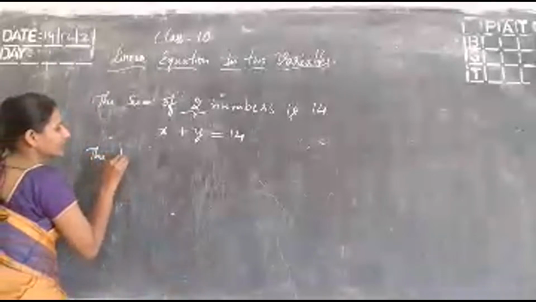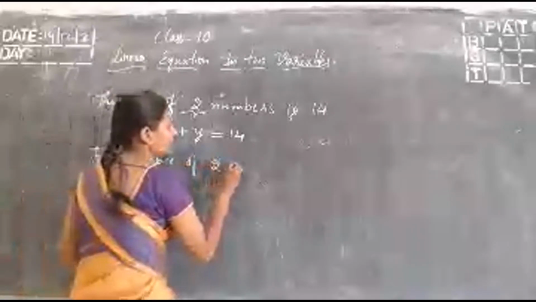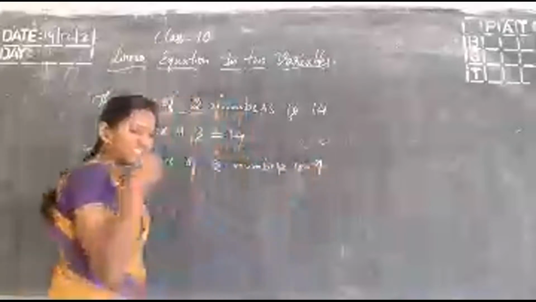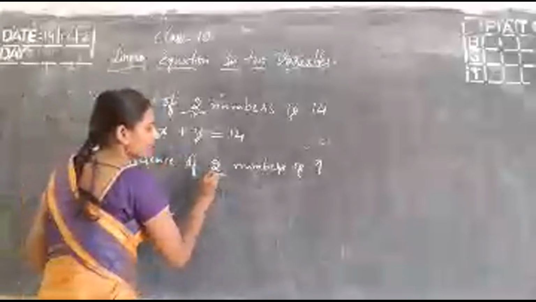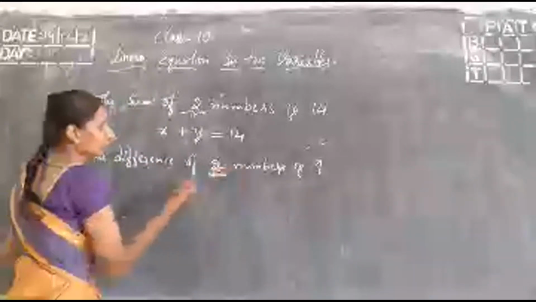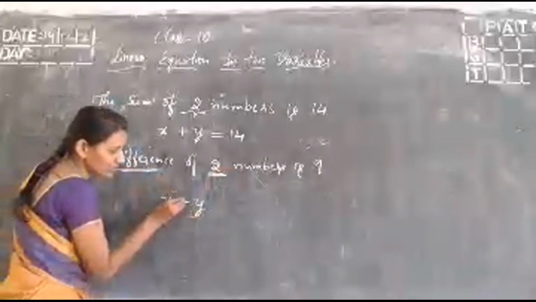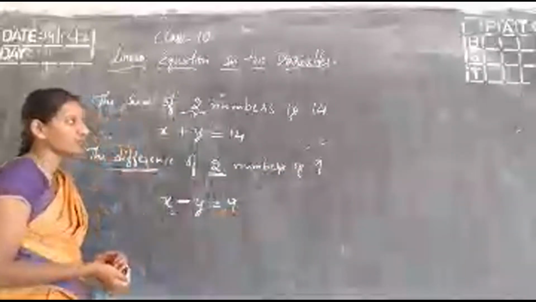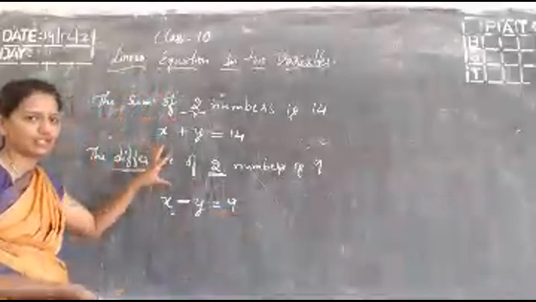Similarly, the difference of two numbers is 9. Take any variables, whatever variables you want. So how many numbers do we have to take here? Two numbers. Numbers means variables because we don't know the numbers. Two numbers are x and y. Difference means we have to subtract those two numbers. What is the difference of two numbers? That is 9. So we have to analyze the given statement and write our own equations.